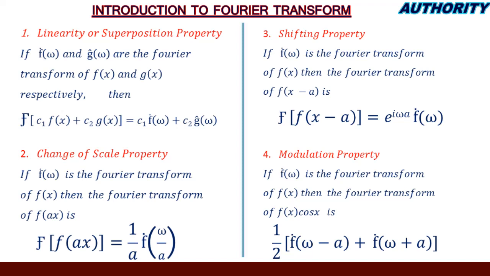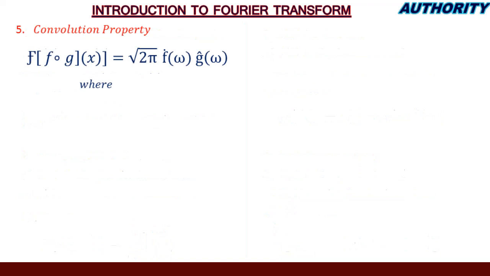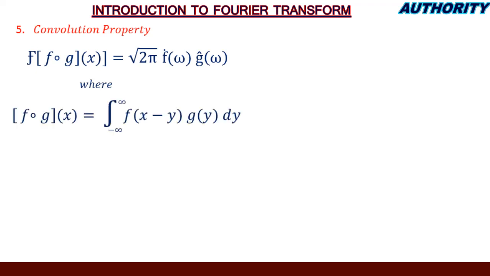Number 5, very important, we have what we call the convolution property. Now, what does it state? It states that the Fourier transform of f convolved with g of x is the square root of 2 pi, F of omega multiplied by G of omega, where f convolved with g of x is the integral from negative infinity to positive infinity of f of x minus y multiplied by g of y dy. This is called the convolution property.